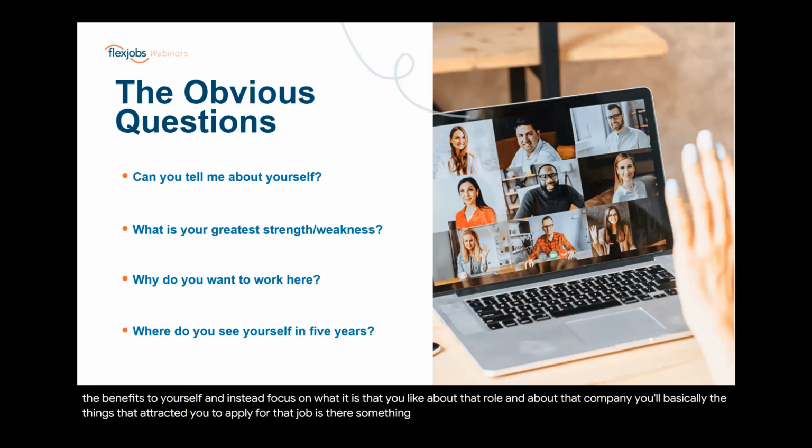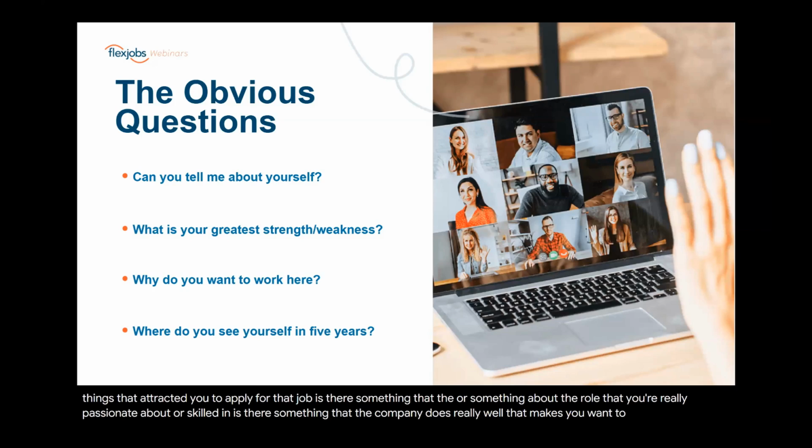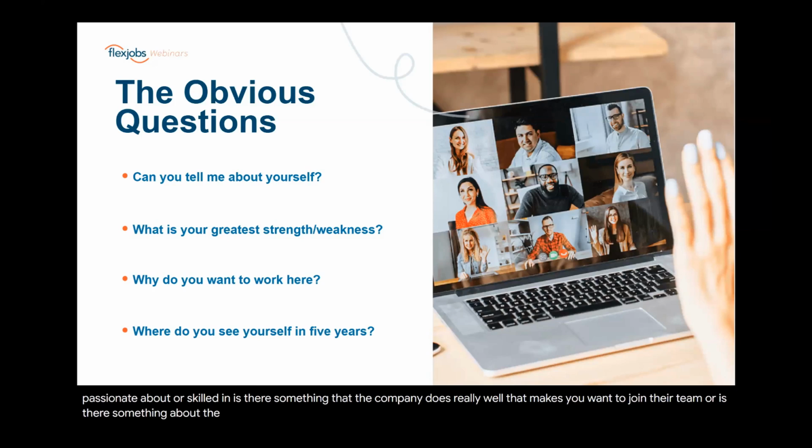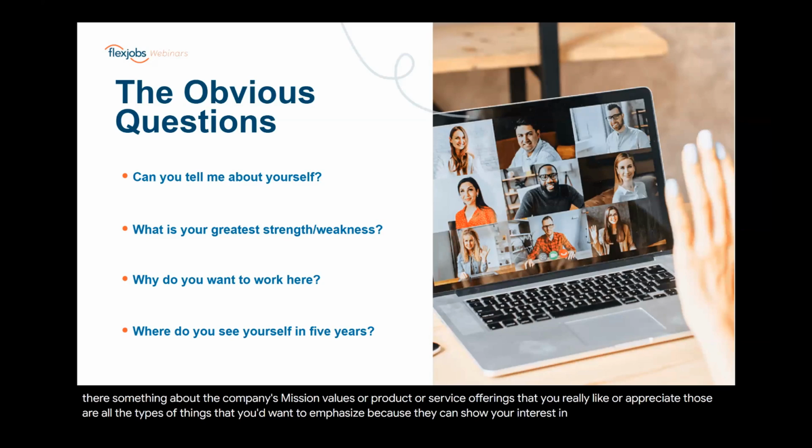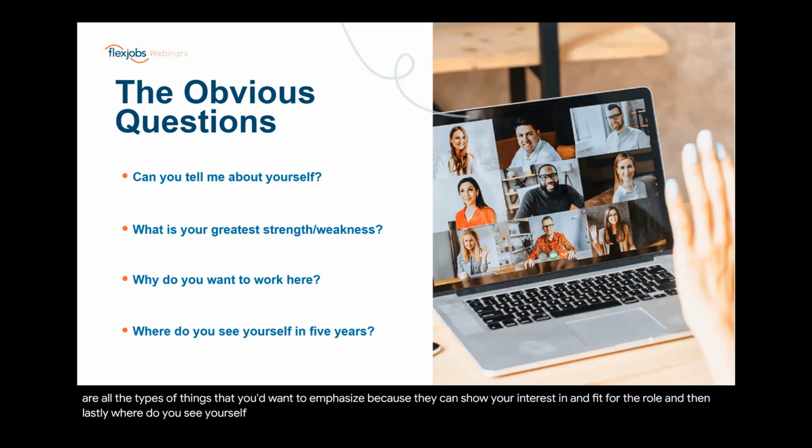Is there something about the role that you're really passionate about or skilled in? Is there something that the company does really well that makes you want to join their team? Or is there something about the company's mission, values, or product or service offerings that you really like or appreciate? Those are all the types of things that you'd want to emphasize because they can show your interest in and fit for the role. And then lastly, where do you see yourself in 5 years?